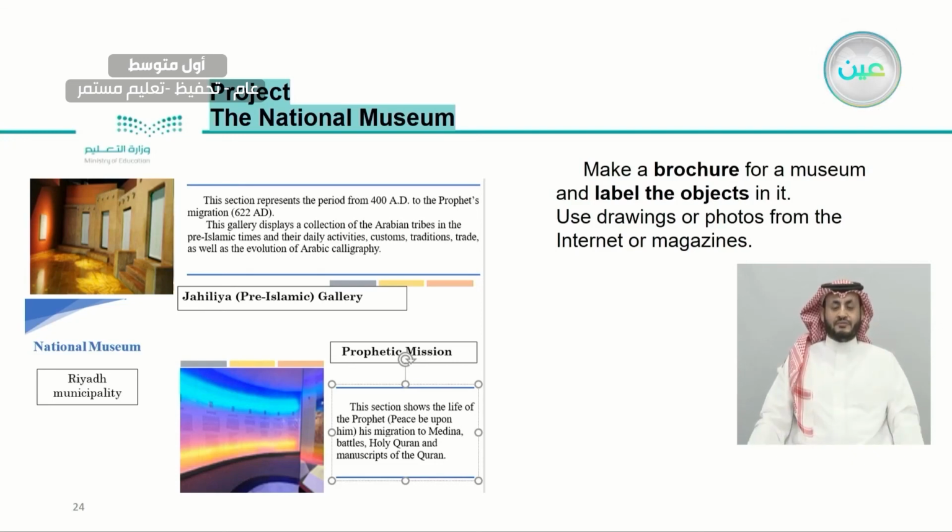The second part of the gallery was about the Prophetic Mission, and it was my favorite. This section shows the life of the Prophet, peace be upon him, his migration to Medina, battles, the Holy Quran, and manuscripts of the Quran. So you can see how the process of writing the Holy Quran went since the beginning. Okay.